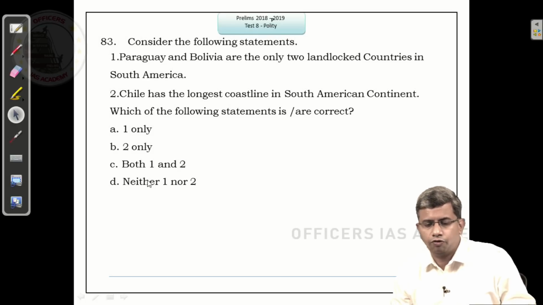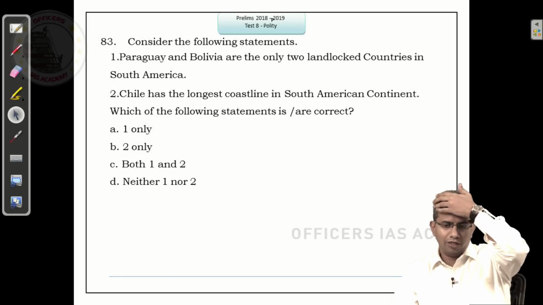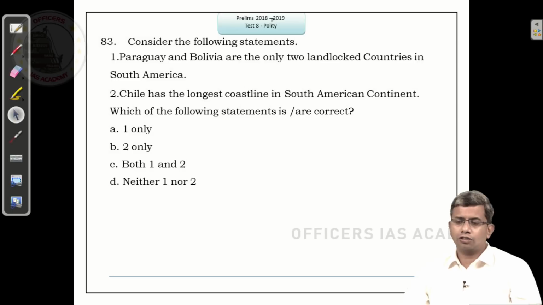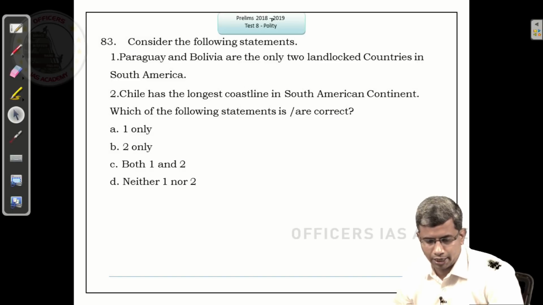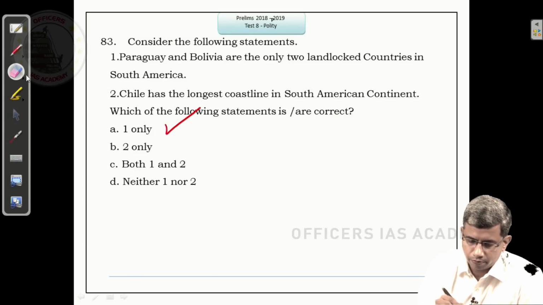Consider the following statements. Paraguay and Bolivia are the only two landlocked countries in South America. Yes, they are. You can just go and look at the map. Chile has the longest coastline in South American continent. No, it doesn't. Brazil has the longest coastline. So the correct answer is A, 1 only.